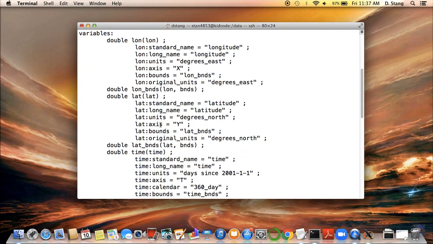And then scrolling down, there's another variable in here called lat. There is technically another variable called lon bounds, but we don't actually need to worry about that. But there is another variable called lat, and that in fact stores a list of latitudes that are contained within the data file. And the units for this are in degrees north.